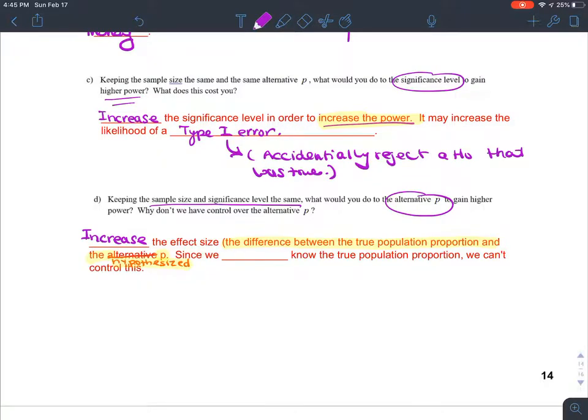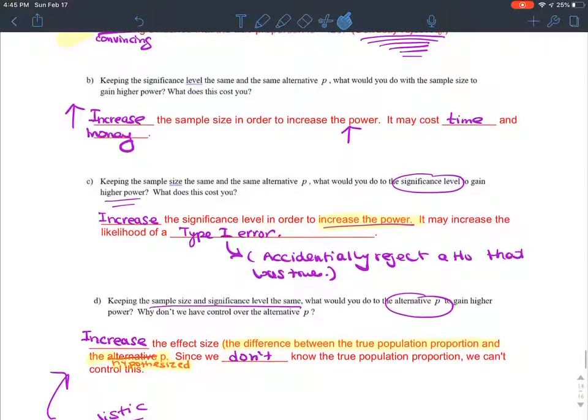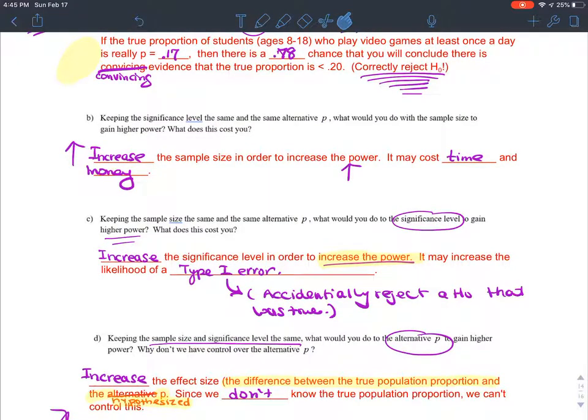Okay? Well, we don't really know what the true population proportion is, so we can't really control the effect size since that's something that is kind of a mystery and we don't know what it is. And so this one here is a little bit unrealistic for us to try to claim like we have any type of control over that. But for sure, you can always increase the significance level and you can always increase the sample size if you want to increase power.